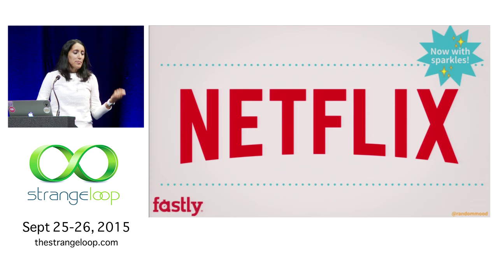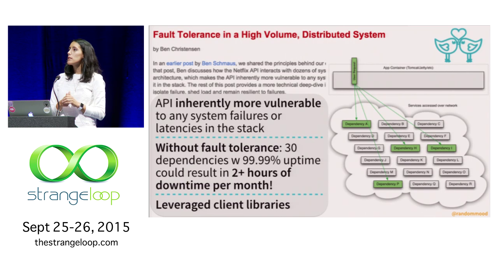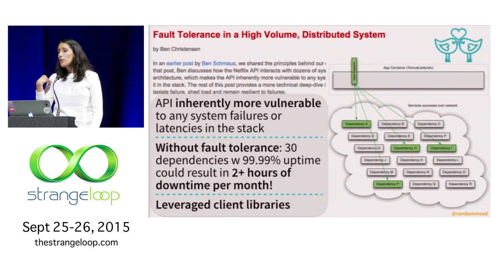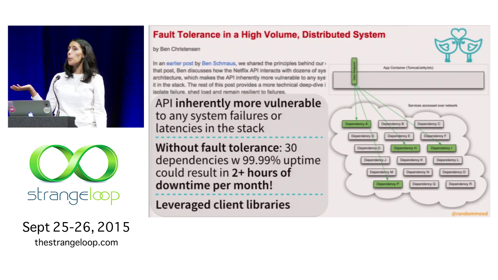So what did I pull for the Netflix literature? They had this blog post a few years ago where they talk about their API and how they're doing fault isolation at the API level. They found that the API, as we probably know, is inherently more vulnerable to any system failures or latencies in the stack. I knew this, but then I was causing availability issues in our API, and I was like, what the fuck, why is this thing not staying up? So sometimes you need the context.